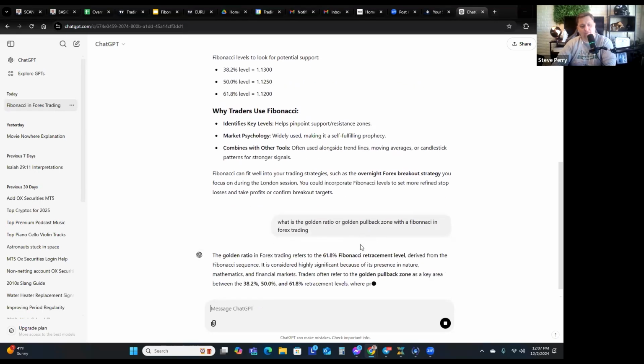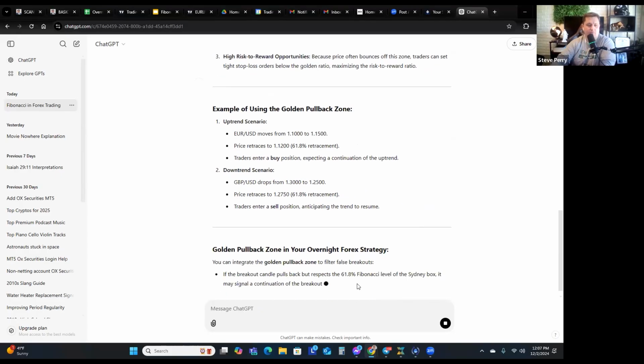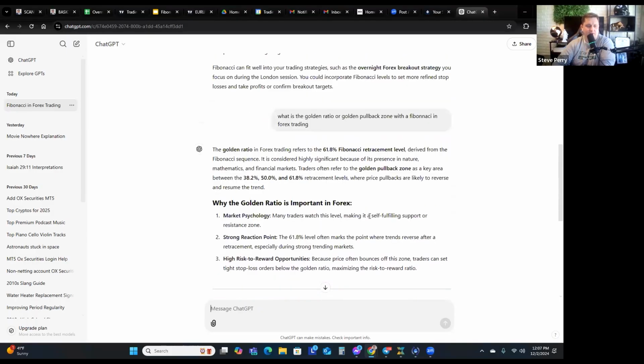Golden ratio in forex trading refers to... oh, nice. Roger literally got it before the AI. Yeah, so it's 61.8. So 61.8% retracement level derived from the Fibonacci sequence. Considered highly significant because of its presence in nature. So back to what we said at the beginning, mathematics. So the 61.8% retracement level is considered highly significant because it's most present in nature, mathematics, and financial markets.